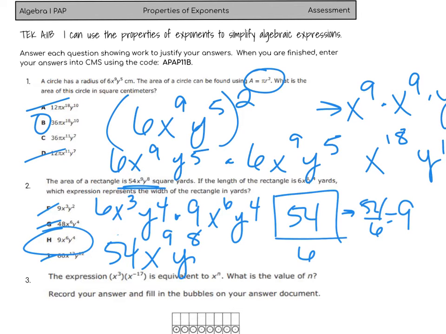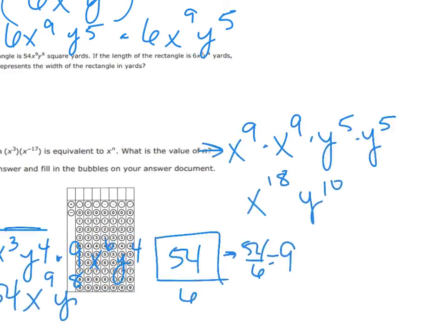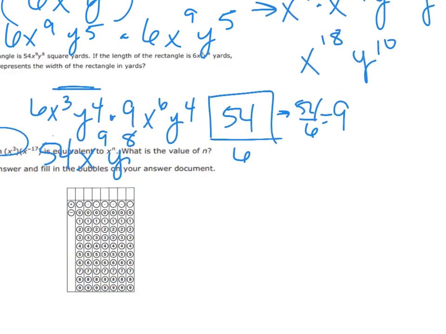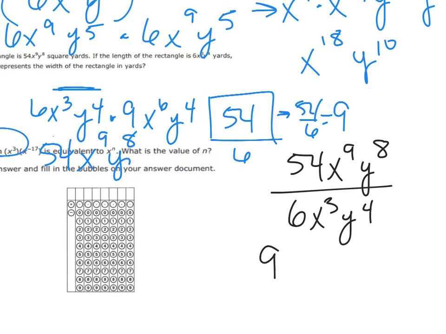Okay. The other way you can do this is with the division. Let me move this out of the way. With this division, so I know that the area of my rectangle is 54, x to the 9th, y to the 8th. If I divide that by the side length that I know, which is 6, x to the 3rd, y to the 4th, then I do 54 divided by 6, which is 9, just like integers worked your whole life. And now I look at my exponent rules. When I'm dividing, I subtract my exponents.